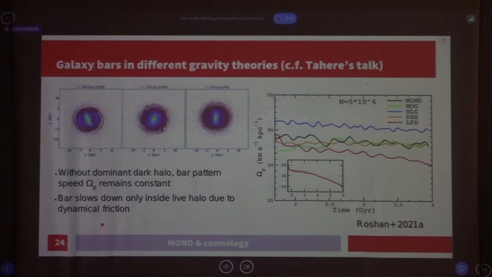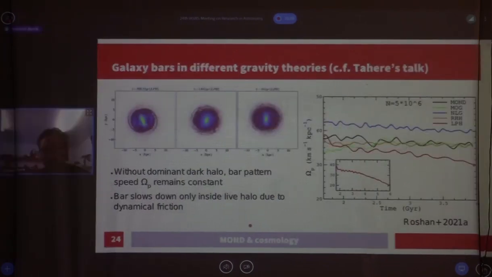Now, I don't want to talk too much about the issue of galaxy bars because you had a nice talk, I take it, by Taher yesterday on this issue. But basically, galaxies often have a central bar, and this rotates at a certain pattern speed. But this rotation speed can be slowed down over billions of years by dynamical friction from the halo.